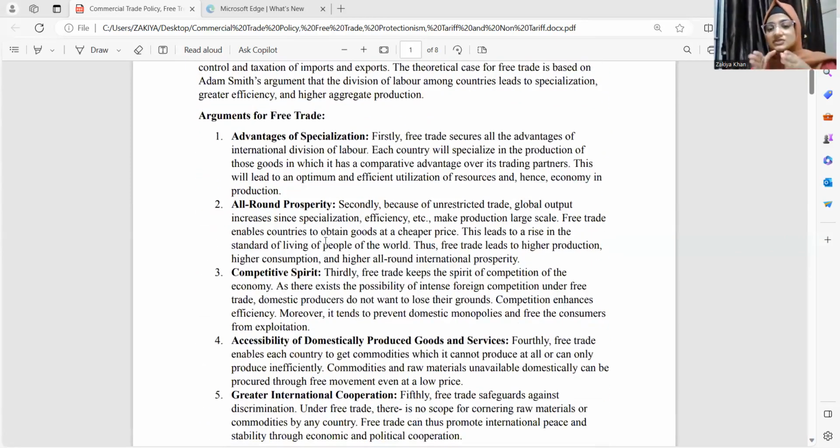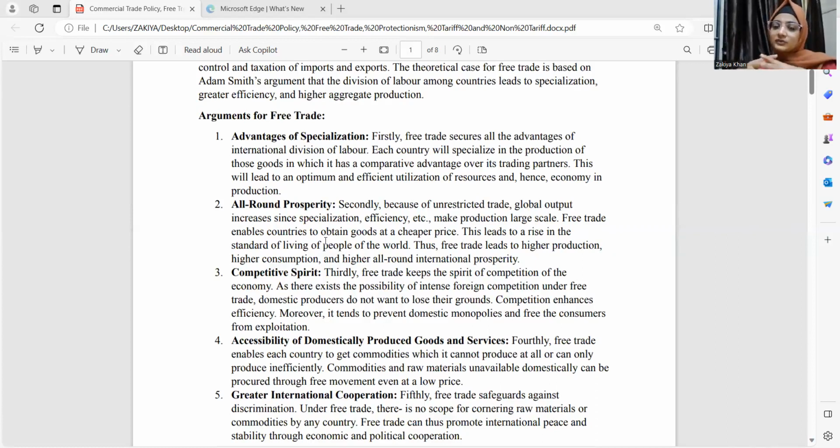When there is free trade, each country will specialize in its own production. It will use the resources optimally and efficiently, and that will allow the laborers or the producers to really specialize in that production. So that is one advantage of free trade. It gives all-round prosperity. It leads to higher production.